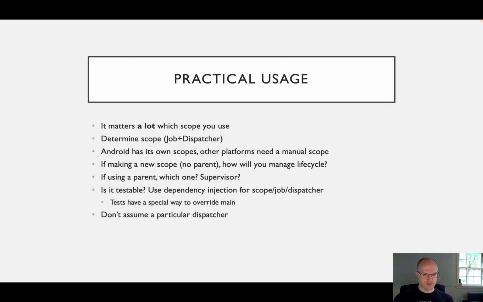Good advice in general when you're writing your code, don't assume a particular dispatcher. For example, if your code really, really needs main, don't just assume that the person who's calling your code is going to already give you the main dispatcher. If you need the main dispatcher, it does make sense in your code to say, all right, explicitly get the main dispatcher here so that we can make sure that our code is running safely. That's always a good idea.